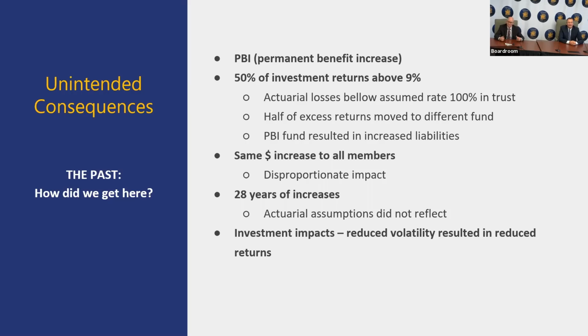When those permanent benefit increases were awarded to the retirees, that would actually increase liabilities. So we had a double impact of the PBI, where half of the excess returns were taken out and then we increased liabilities at the same time. So the math really worked against the funding of the trust over the long term.